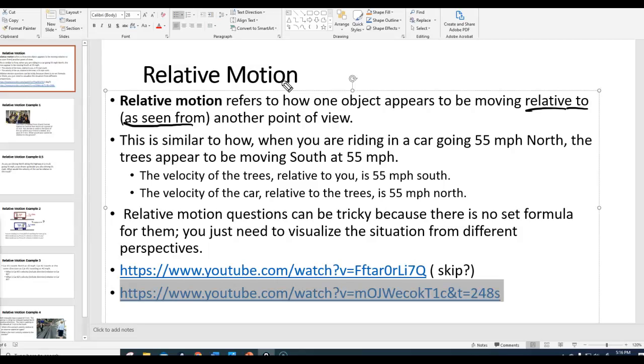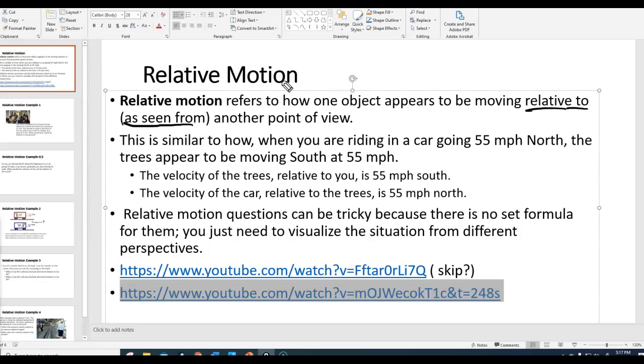Now, let's say you're not in the car. Let's say you've climbed up one of the trees and you watch this car go by at 55 miles per hour north. Then relative to the trees, that means relative to you, the velocity of the car is 55 miles per hour north. So the person on top of the tree sees the car going 55 miles per hour north, and the person in the car looking back at the trees sees the trees going south at 55 miles per hour.